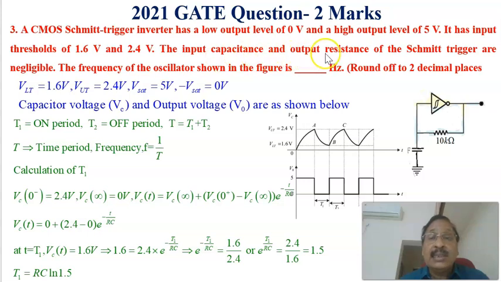The input capacitance and the output resistance of the Schmitt trigger are negligible. The question is: what is the value of the frequency of oscillation shown in the figure?